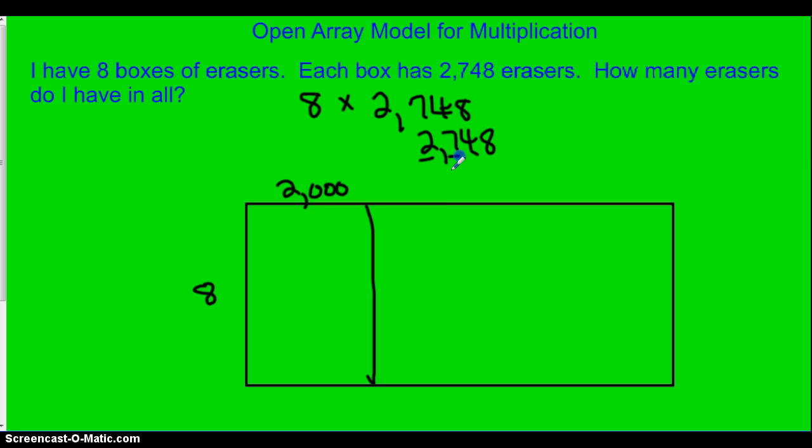I then can do 700. I then can do 4 tens, or 40. And then I can do 8 ones. So here we have in this first array right here, this would be 8 times 2,000.